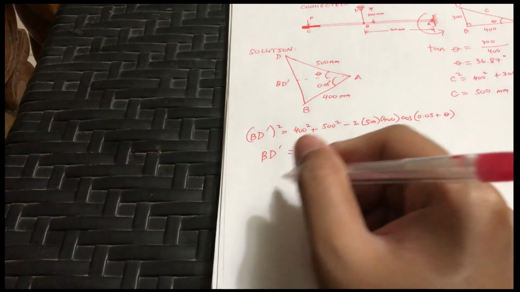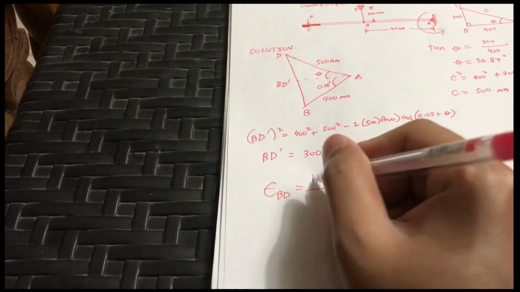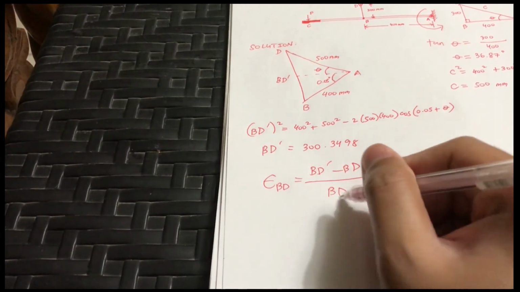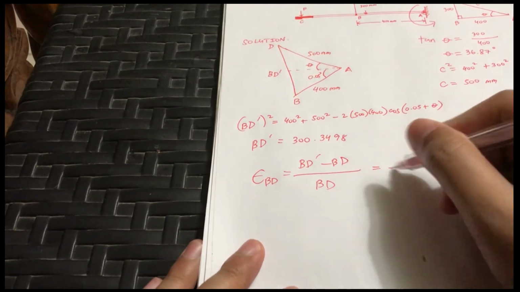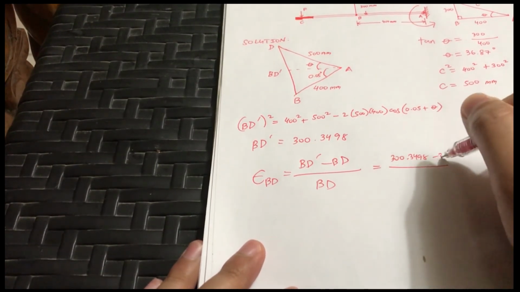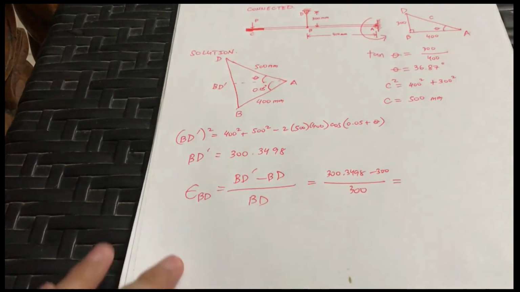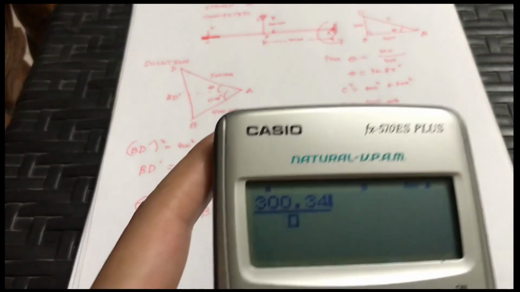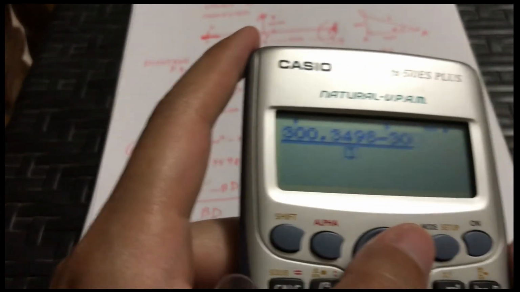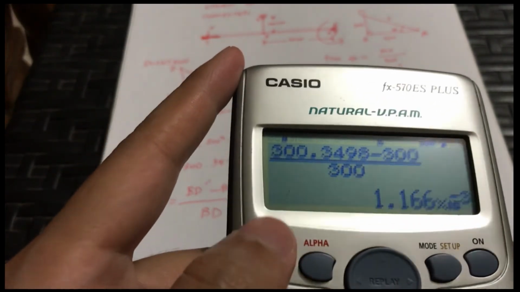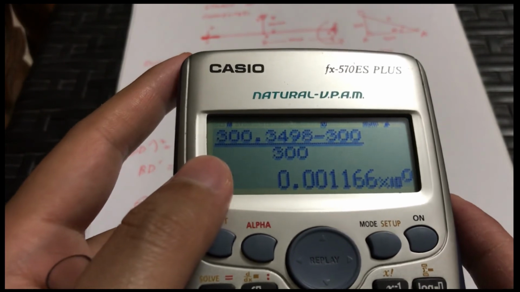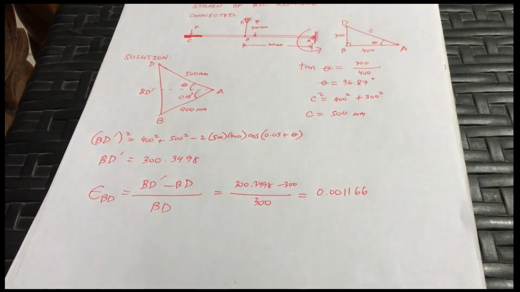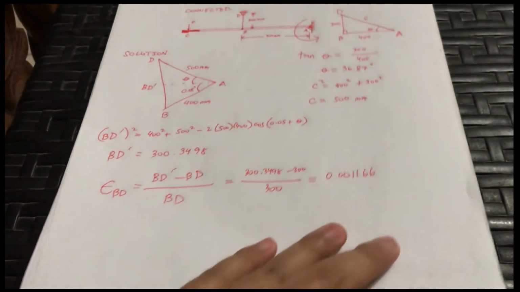We need the strain of BD. To solve the strain, we have BD prime minus the original length of BD all over the original length of BD. So we have 300.3498 minus 300 all over 300. So we have 0.00116. This is now the strain.